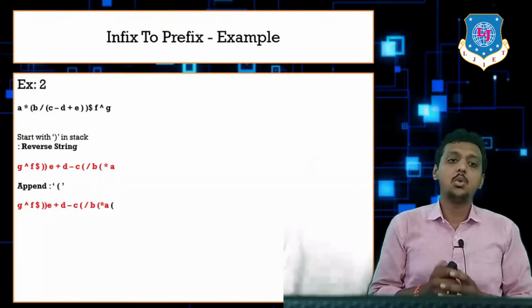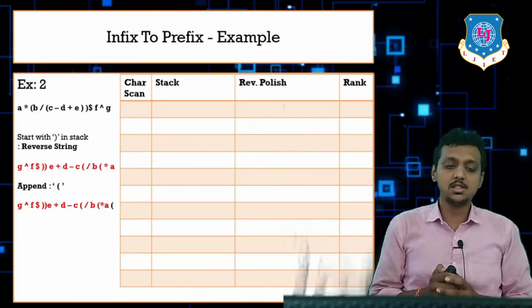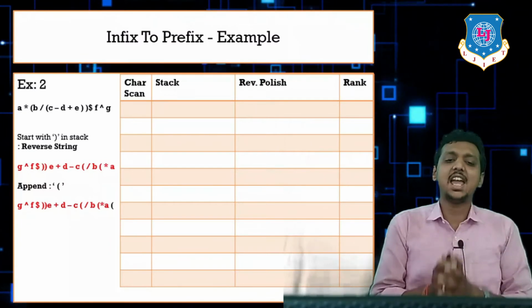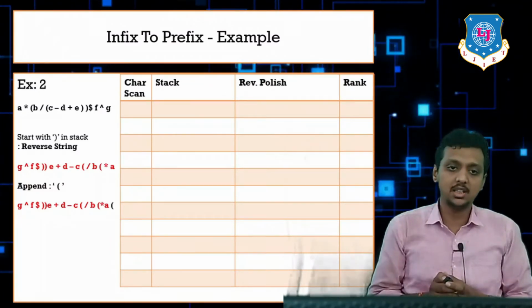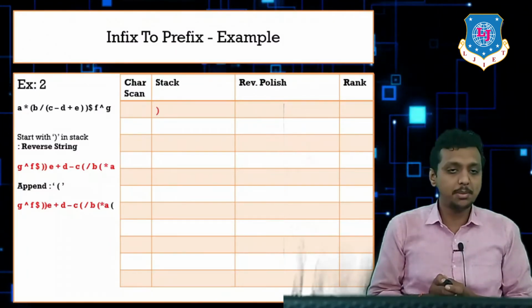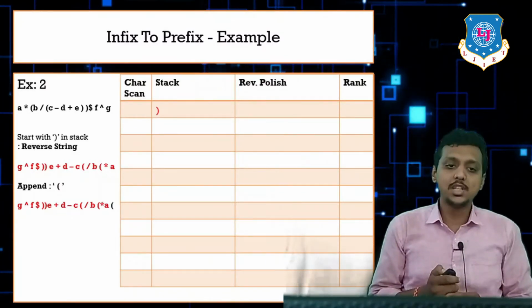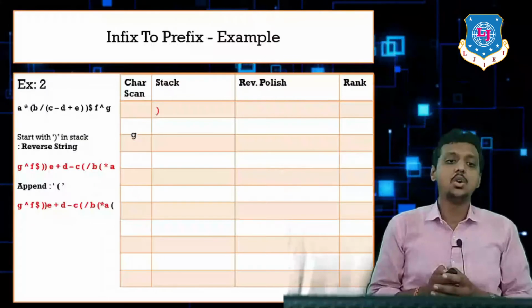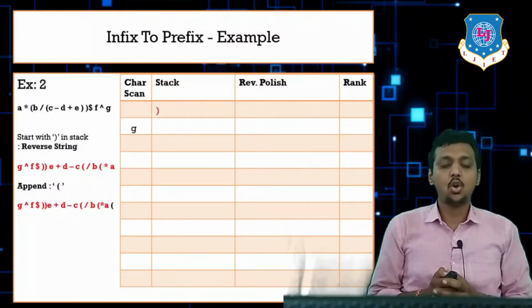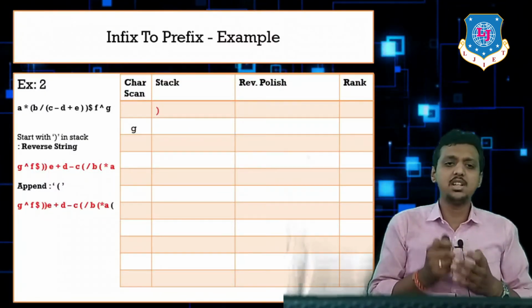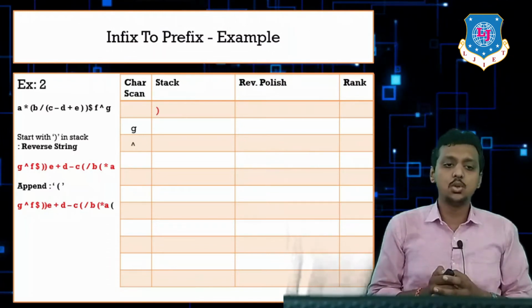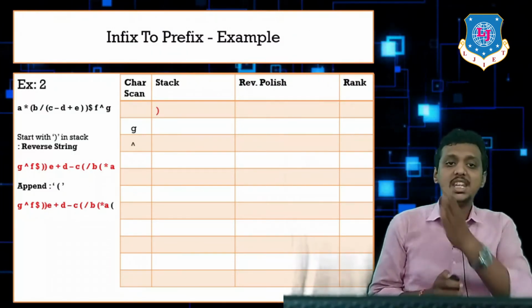Fine. So now let's make a table. Here it is: character scan, stack, reverse polish and rank. All columns are there. Start with the closing bracket. First we need to initiate with the closing bracket inside the stack. Now we have G with us. So obviously, students, G has a high precedence, so just push it inside the stack. So it goes like this: closing and G.